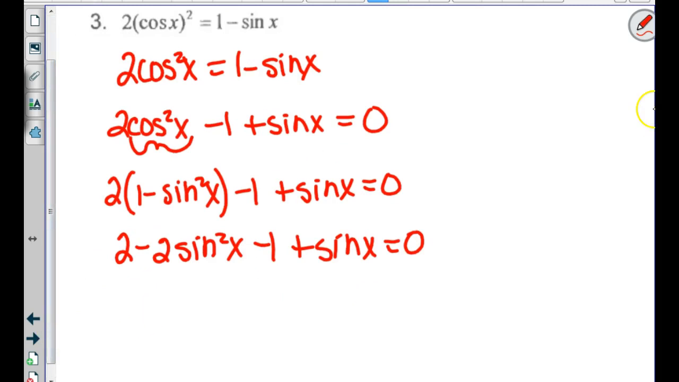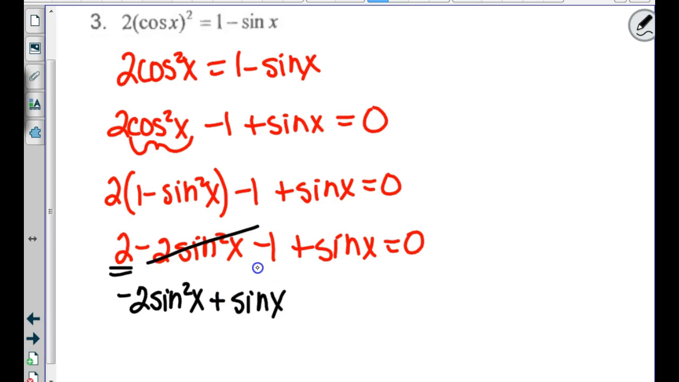Now I'm going to write it in a little better order. I have a negative 2 sine squared, and I have a plus sine x, and this will be a plus 1 when I combine them.